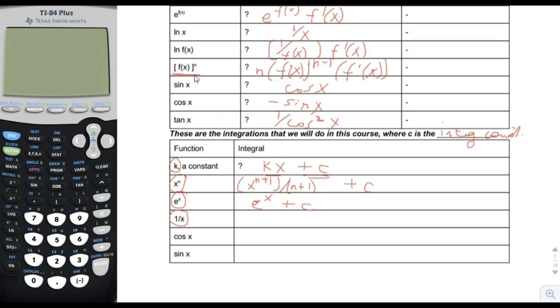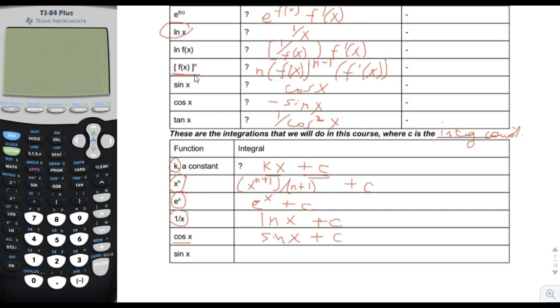The derivative of what is 1 over x? Ooh, it's log, right? So, log. Okay. The derivative of natural log x is 1 over x. The derivative of sine x is cosine x, so.